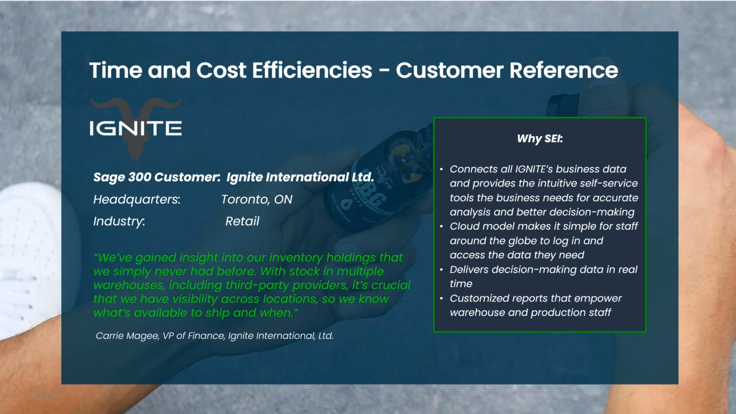But essentially the VP of Finance talks about how they've gained insight into their inventory holdings that they didn't have before. Having multiple stock warehouses and third parties, they're able to really bring all of that information together for the visibility they need into the different locations, so they can be up to date on what's available to ship and when, and of course that helps them make decisions on the inventory based on what they have available or not. So I just wanted to share that with you there.